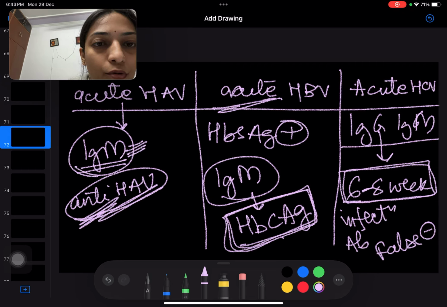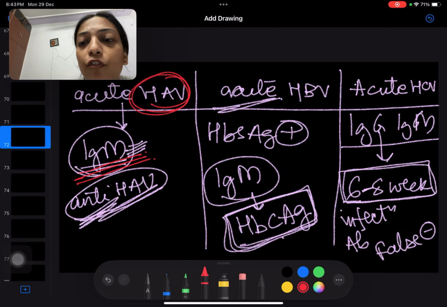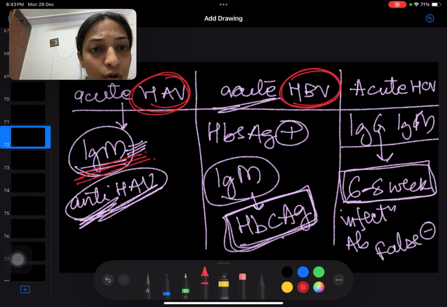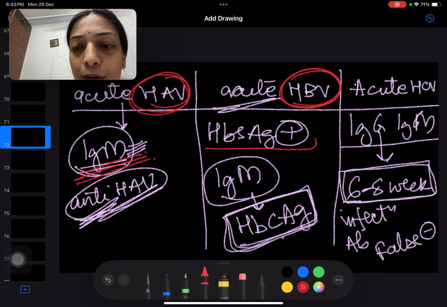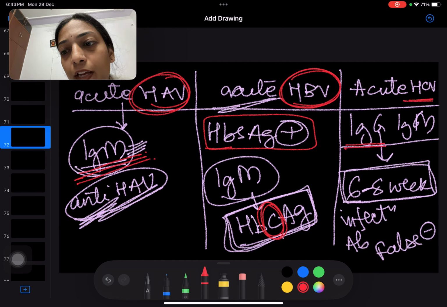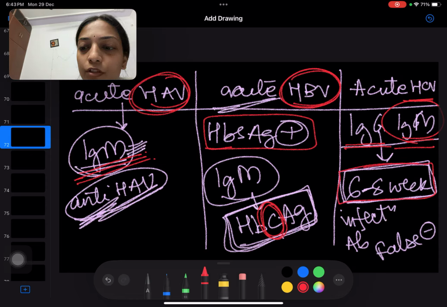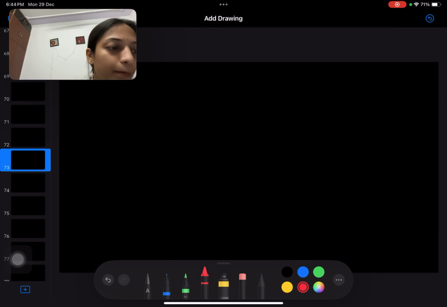So this is what we need to know. For hepatitis A virus, IgM is formed very soon by the body, so we can detect that. For hepatitis B virus, antibodies are not formed so easily, so it is diagnosed by HBsAg or antibodies to core antigen. And for acute HCV, both IgG and IgM are there, mostly IgM obviously, but there is a window period of 6 to 8 weeks between infection and antibody formation. This shows false negative results on lab, right?